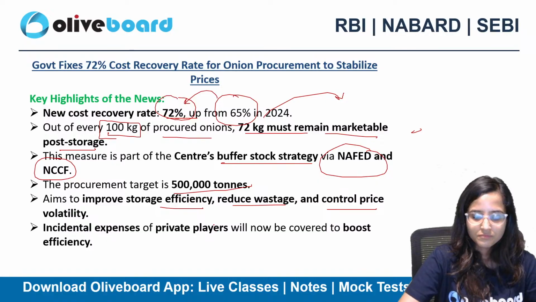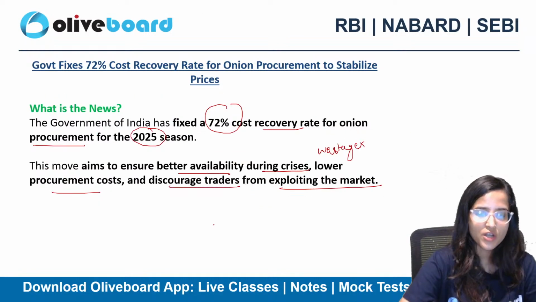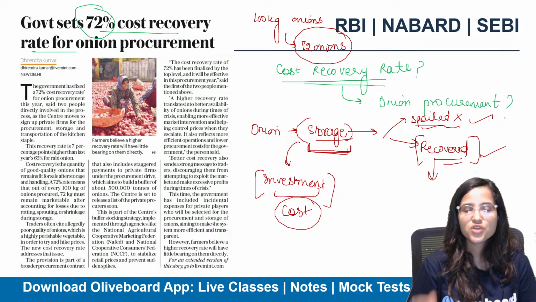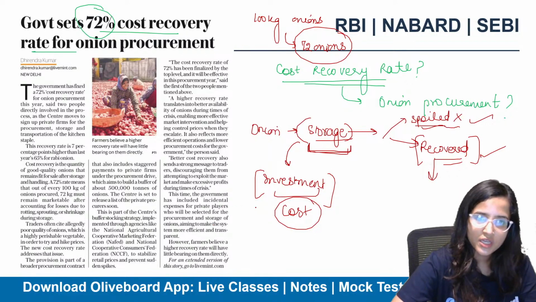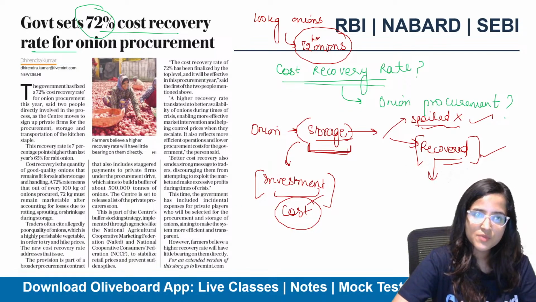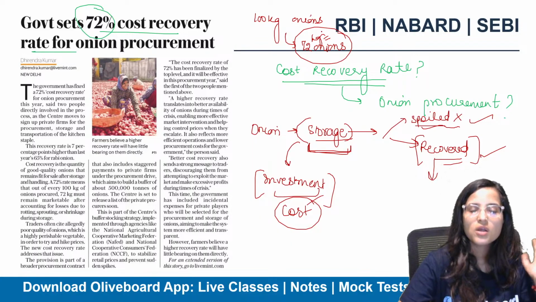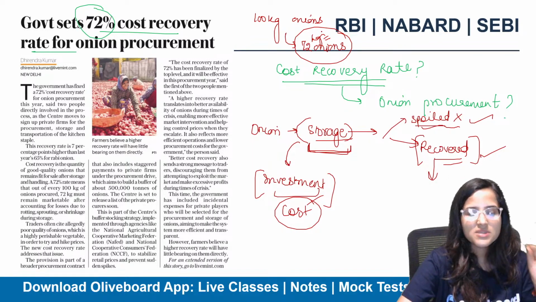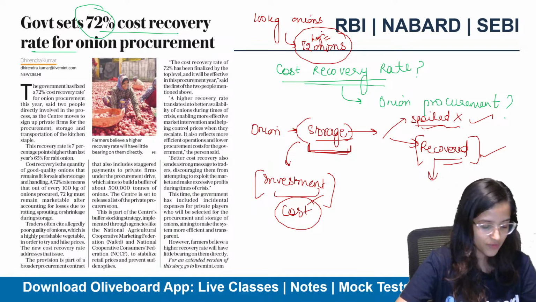Okay, fine. So that is what this article is about. Okay, so I hope you've understood the meaning of this cost recovery rate. What is the meaning of the 72% cost recovery? It means if there are 100 kg of onions, then 72 kg of it should be absolutely fine, suitable for use basically. Okay, I hope this is clear. It was important here just to understand what is the meaning of this 72% cost recovery rate.